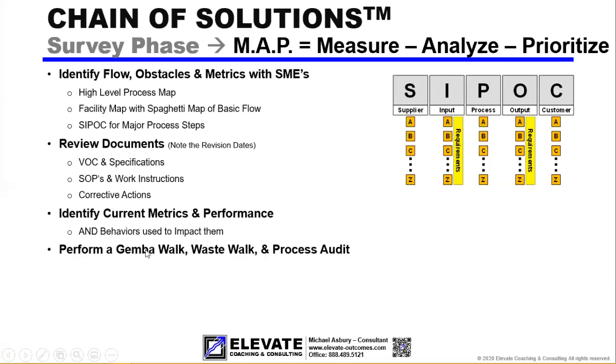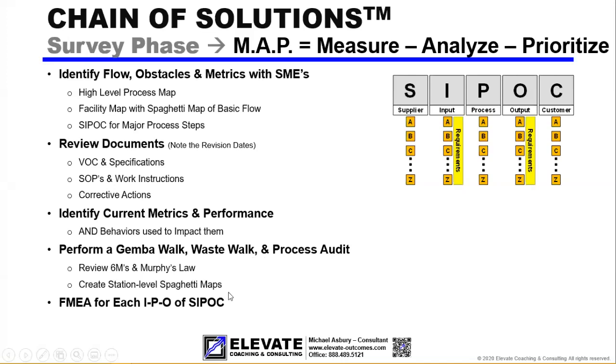Okay. Now that we have all this information in hand, let's go out and visit the process. So perform a gemba walk, do a waste walk, look and see if anything's jumping out at you, and do a process audit. See if we're actually doing what we said we're supposed to be doing. Okay. So it's a good idea to review the 6 M's on a fishbone diagram and remember Murphy's Law, right? Then we can create a station level spaghetti map now and look at what are all the process steps they've got to do and where do they go to get all their inputs so that they can do their work. Okay. It's another good tool that can identify waste that can easily be eliminated.